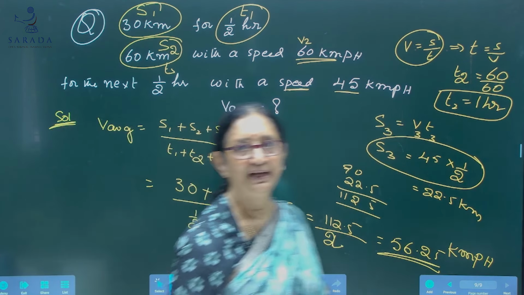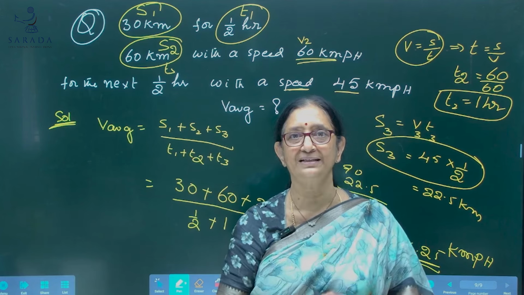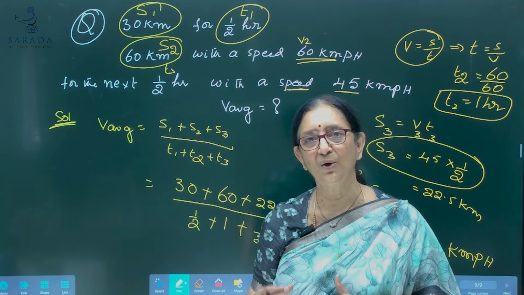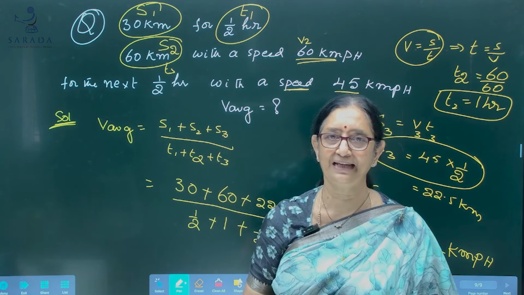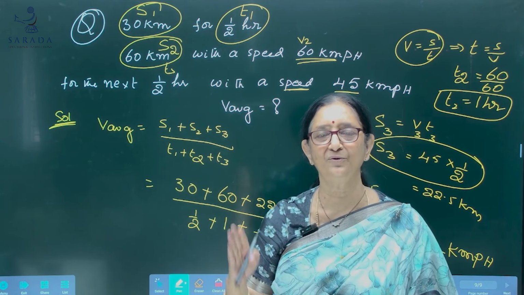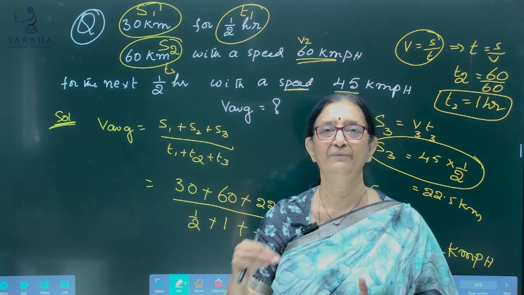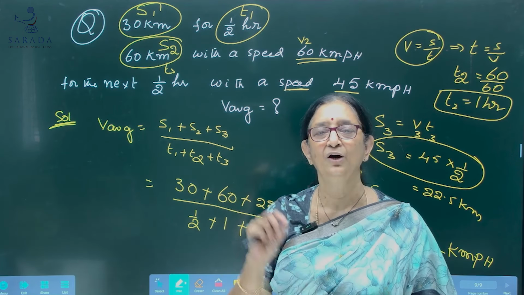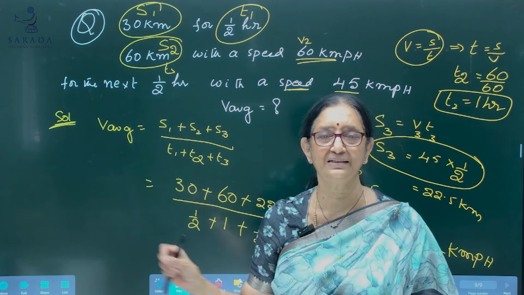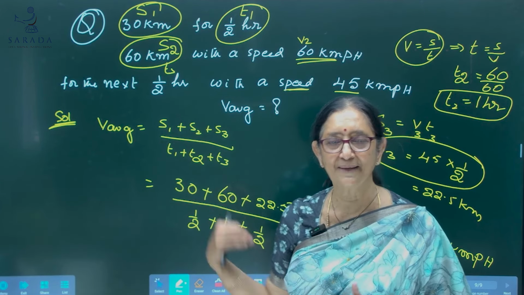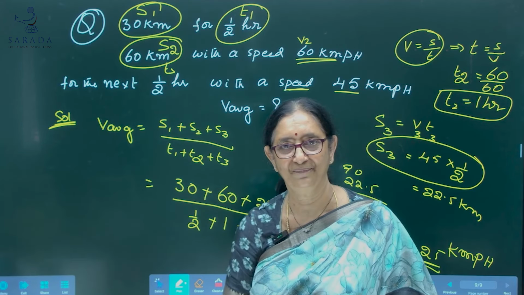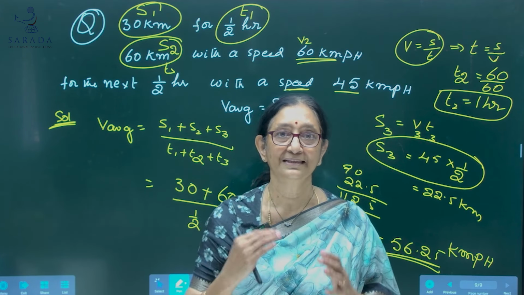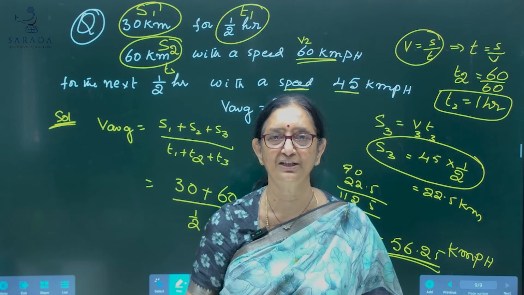So, here in this question our main concentration is on the formula. Average speed is total distance by total time. S1 plus S2 plus S3 by T1 plus T2 plus T3. From the data given, we try to find out S1, S2, S3, T1, T2, T3. On substitution, we got the answer. Okay. So, this is the synopsis part of average speed and average velocity.